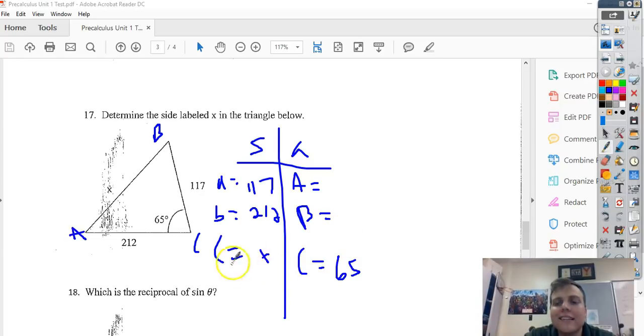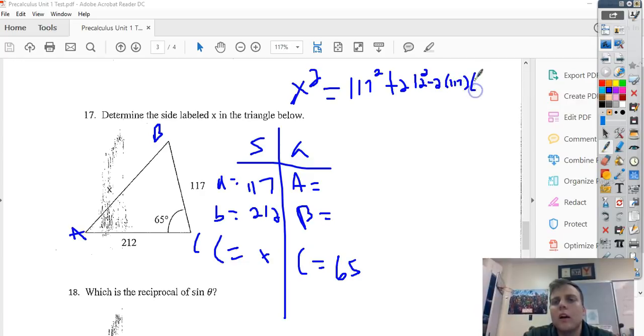I want to find a side. So to find the side, as long as you know the other two sides and the angle across from the side you're trying to find, you can use the law of cosines. So you can say x squared, that's the side you're trying to find. You can say c squared too, it's not a big deal. Is equal to 117 squared plus 212 squared minus 2 times 117 times 212 times cosine of 65 degrees.